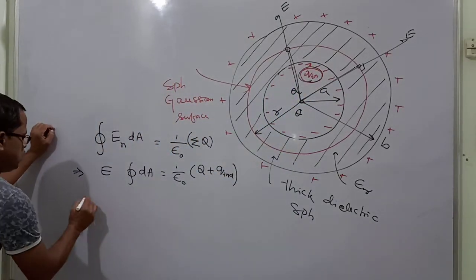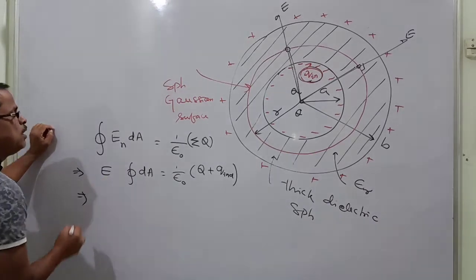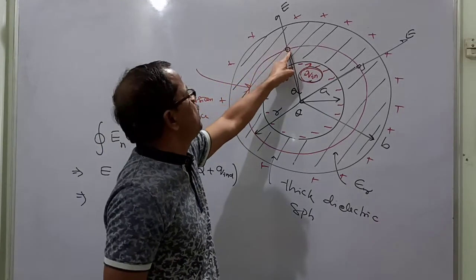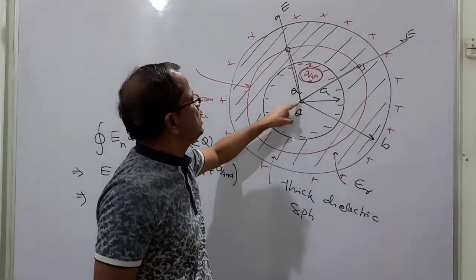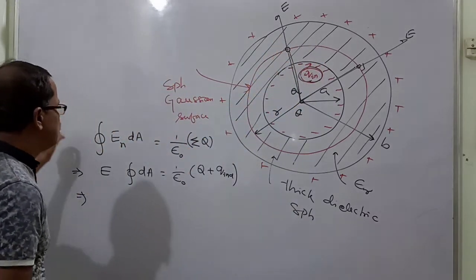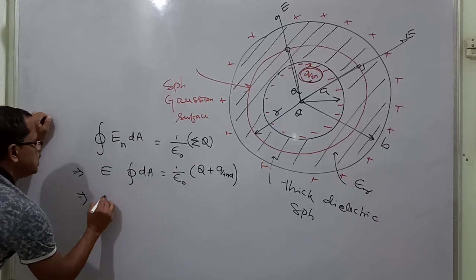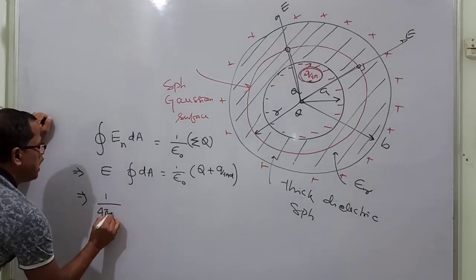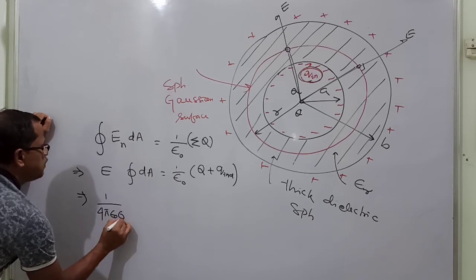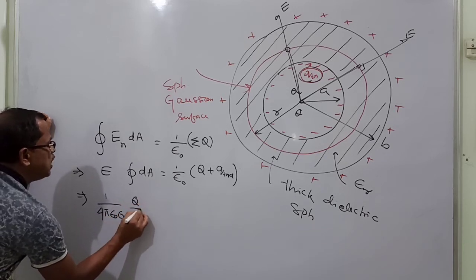Now let us find out. E is the electric field at this point, and this point is in the dielectric medium. So what is the electric field at a distance R in a dielectric medium? From Coulomb's law, that is 1 by 4 pi epsilon 0 epsilon r, that is Q by R square.